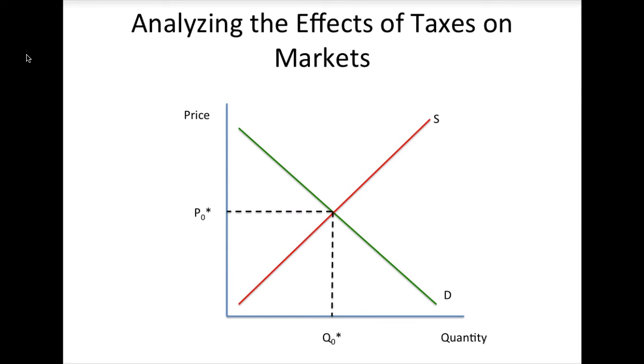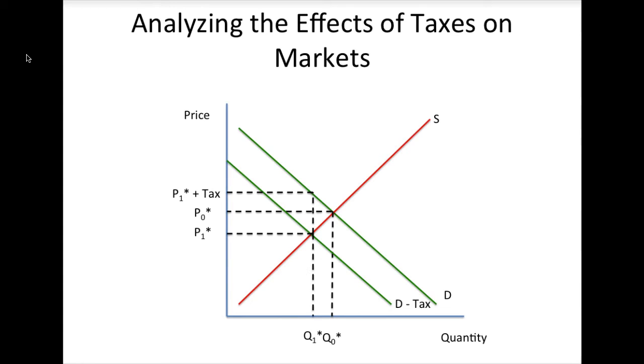The other way to represent the effect of a quantity tax on a market is to shift the demand curve down by the amount of the tax. The new equilibrium price that producers get will be at the intersection of the new demand curve and the supply curve. To find the price that consumers pay, go up from this intersection to the original demand curve. To find the after-tax quantity, go down from either price to the quantity axis.